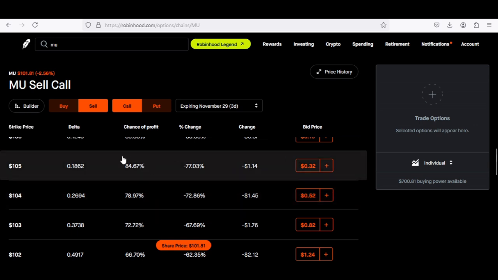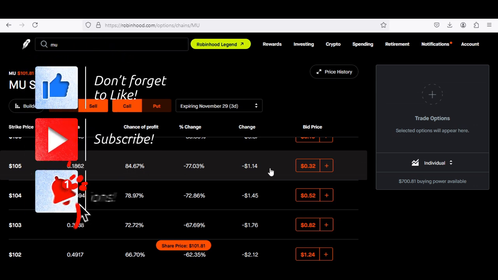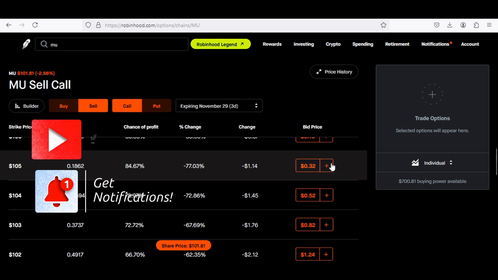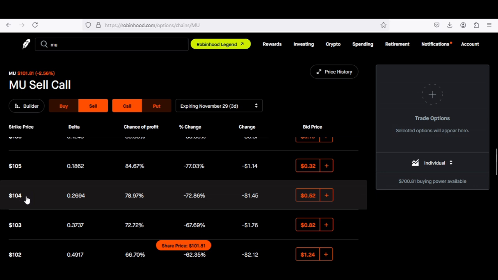The higher your chance of profitability, that means the greater the chance of you winning this trade, then the lower your option premium will be. So at the 105 strike price, you can see that your option premium is going to be $32. If you were to take a higher risk and reduce your strike price to 104, which also reduces your chance of profitability, now your premium goes up by $20 and is now 0.52 or $52 in option terms.